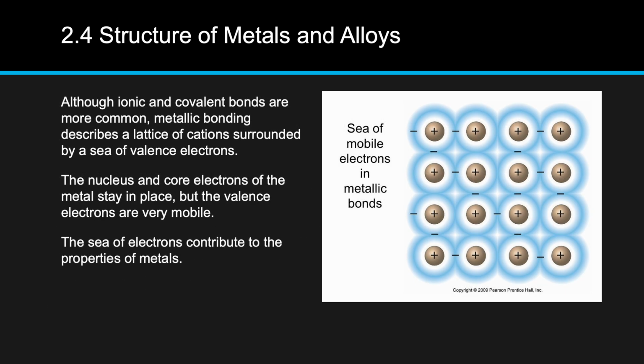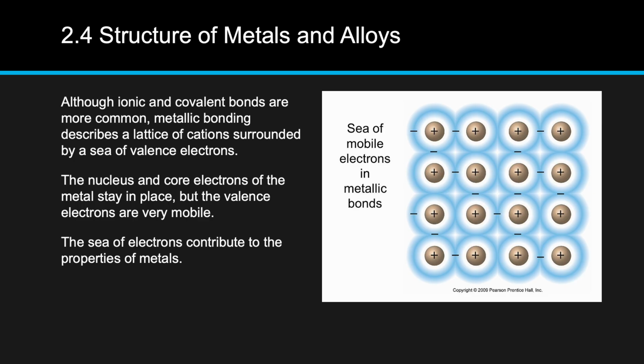Although ionic and covalent bonds are more common, metallic bonding describes a lattice of cations surrounded by a sea of valence electrons. So the nucleus and the core electrons of the metal are going to stay in place, but the valence electrons are going to be mobile.